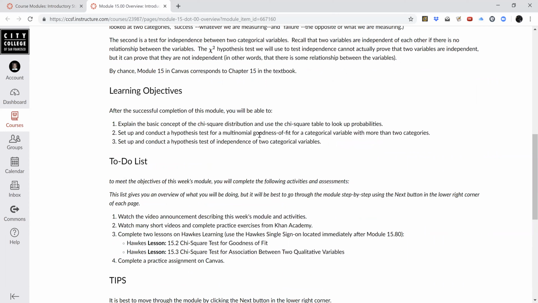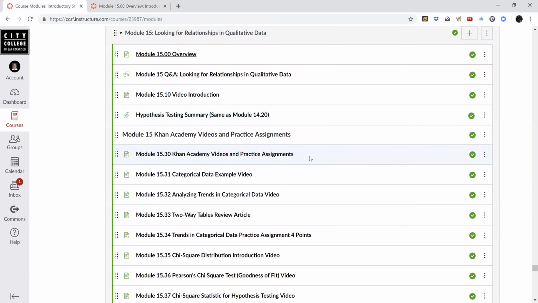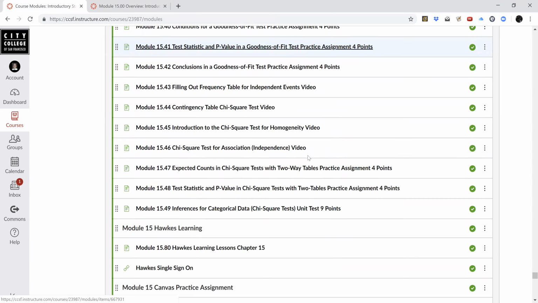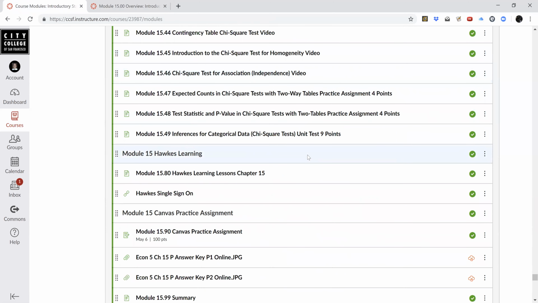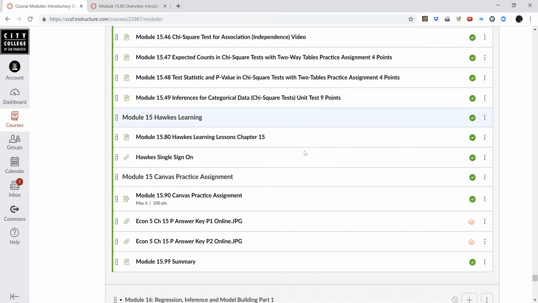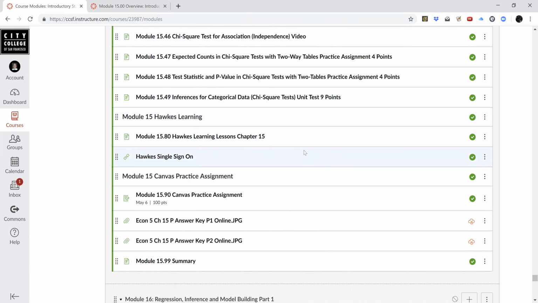And the way we go about it is we will watch videos from Khan Academy, complete 2 lessons on Hawkes Learning, and then complete a Canvas practice assignment. So you can see it's the same sort of setup that we have used before. A lot of Khan Academy short videos and practice assignments, then the Hawkes Learning lessons, and finally the Canvas practice assignment. So good luck with chi-squared.